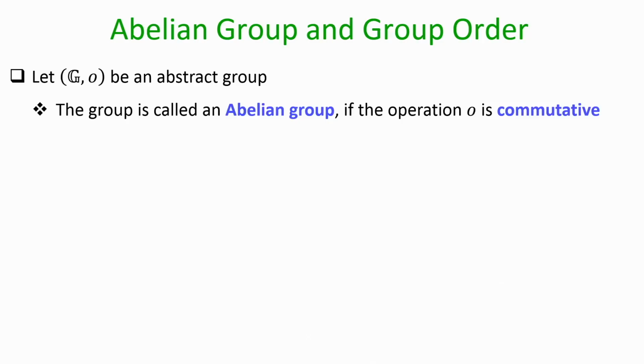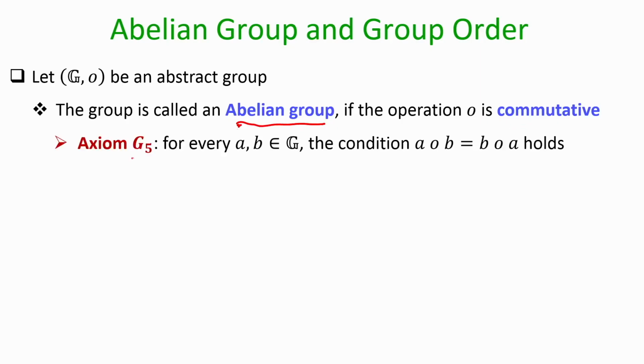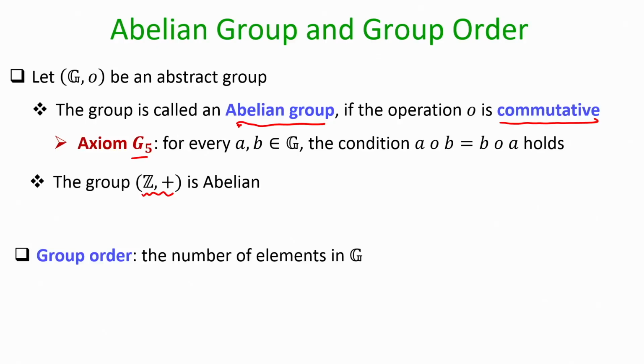Now, let us define another special group which we call an abelian group, and then we will define group order. A group is called an abelian group if it is a group and it satisfies an extra axiom, namely a fifth axiom, which says that the operation O is commutative. It is not the case that every group is abelian, because the operation O may or may not be commutative, but if the operation O is commutative, then the resultant group is called an abelian group. For instance, the set of integers with respect to the plus operation is abelian, and there are other examples of abelian groups as well.